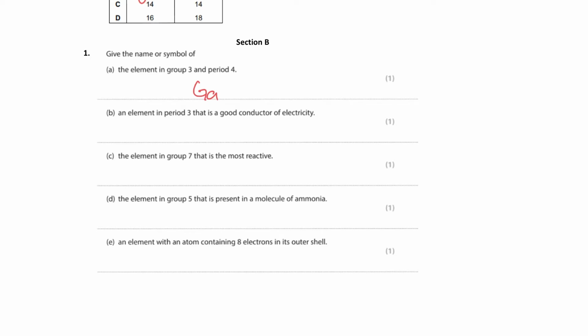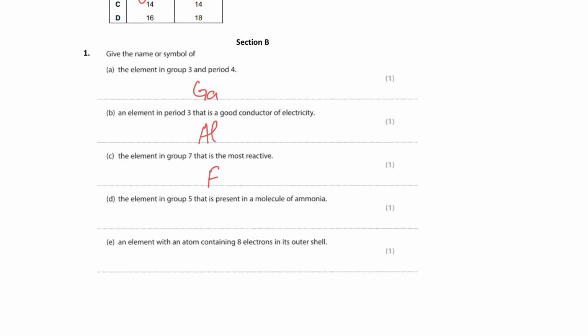An element in period 3 that is a good conductor of electricity. So again you have period 3, which is the one with sodium, magnesium, aluminium, silicon and so on. Aluminium is a good option, so we'll go with that. An element in group 7 that is most reactive. So it's a non-metal, and non-metals are most reactive if they are a smaller atom. So fluorine is going to be our answer here.